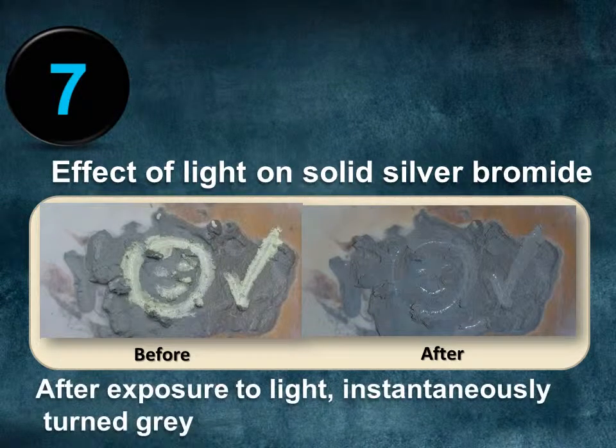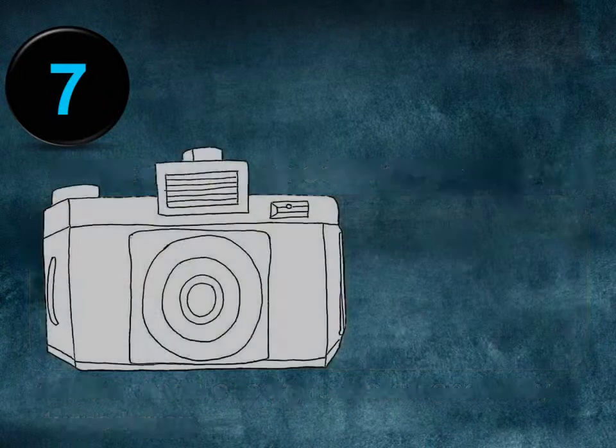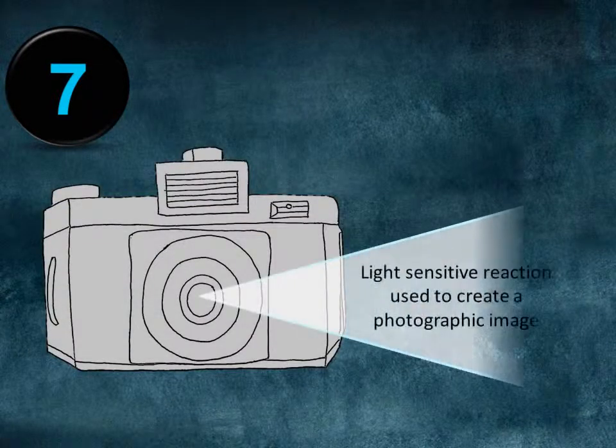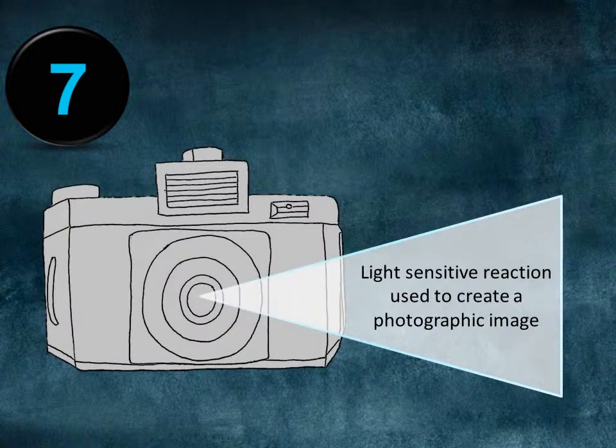Light is a form of energy. Light speeds up a reaction by providing more energy to particles, resulting in an increased frequency of collisions and allowing particles to reach the activation energy required. As this reaction is light sensitive, it is often used in modern cameras to create a photographic image.